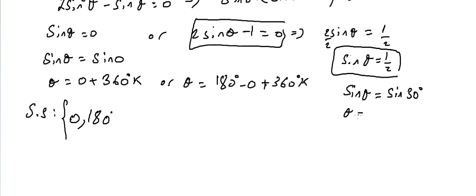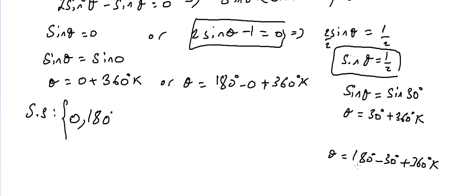So theta equals, in this case, 30 degrees plus 360 degrees k, or theta equals pi minus 30, that is 180 degrees minus 30 degrees, plus 360 degrees k. And this is 150, right? Here, if k is 0, 30 degrees is acceptable.